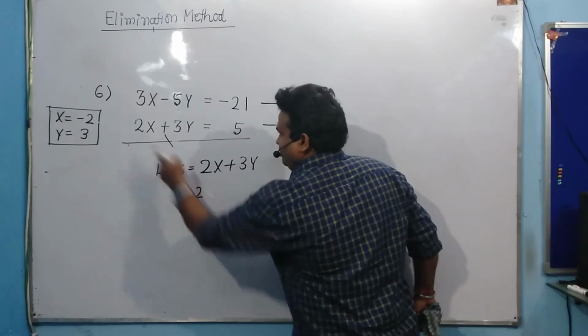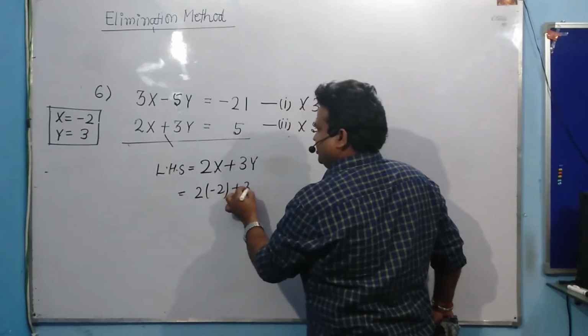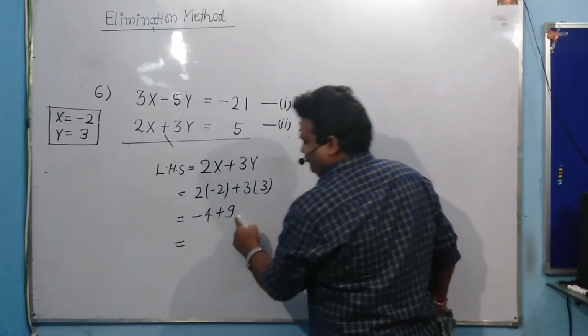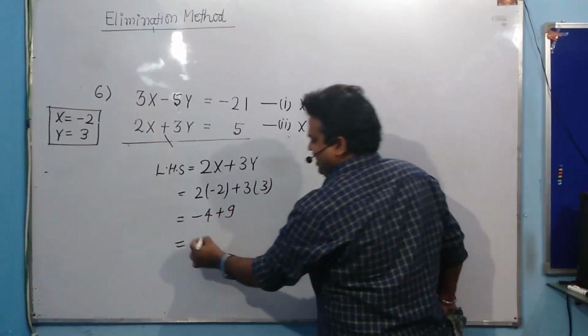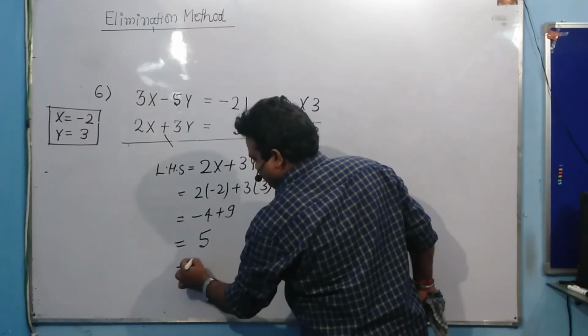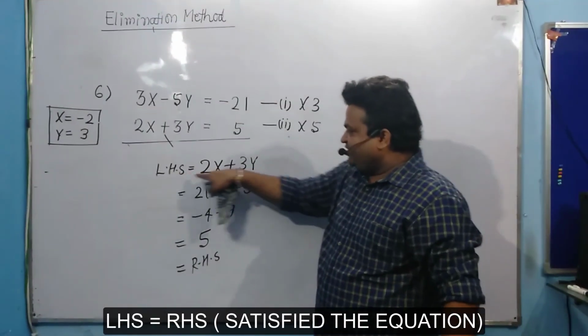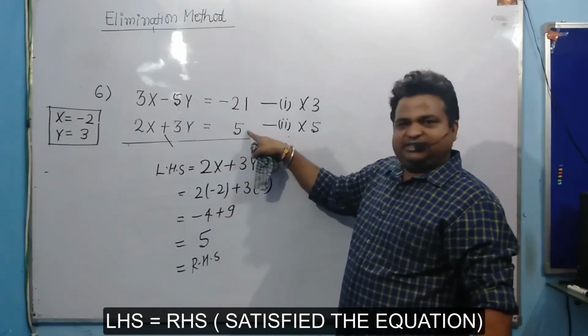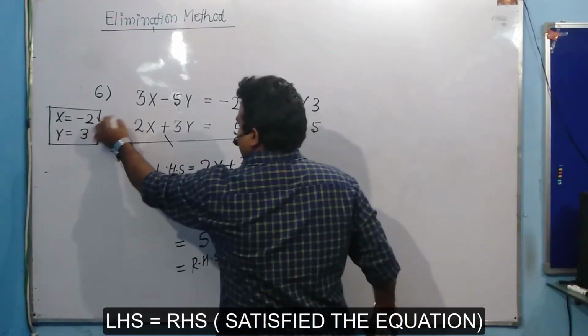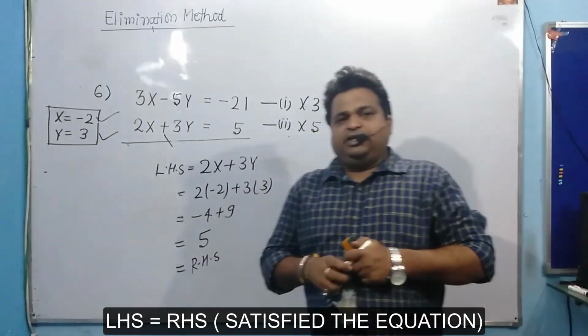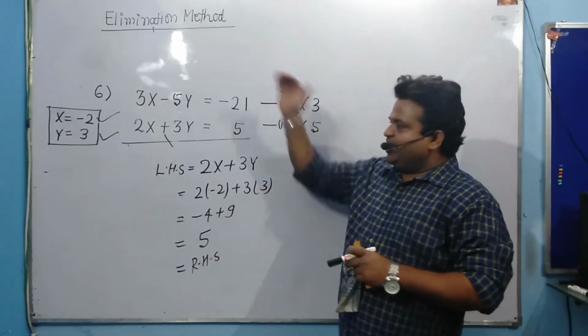So 2 times minus 2 plus 3 multiplied by 3 is minus 4 plus 9, and minus 4 plus 9 is equal to 5, which is equal to the right-hand side. So I started with the left-hand side, which is equal to the right-hand side value. It means x equal to minus 2, y equal to 3 is the correct answer. So this is the last question based on the elimination method.